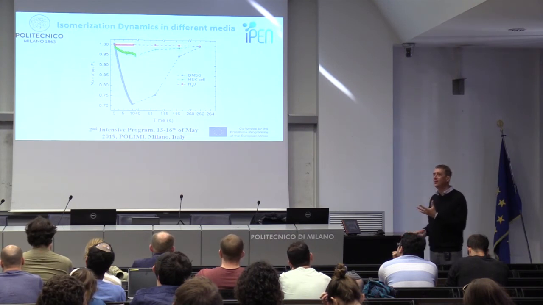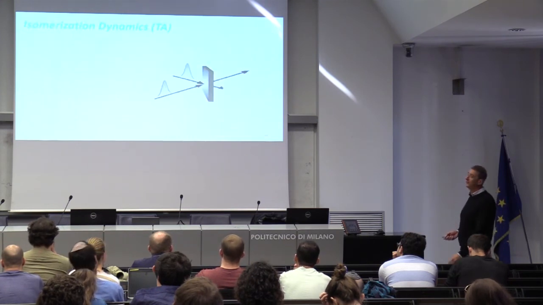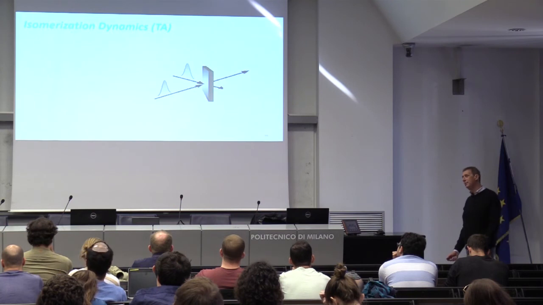Now the question here was, how long does it take to rotate the molecule? It's not the second that I showed you before. That is the population, the ensemble information. But the single molecule is much faster. How do we measure this?